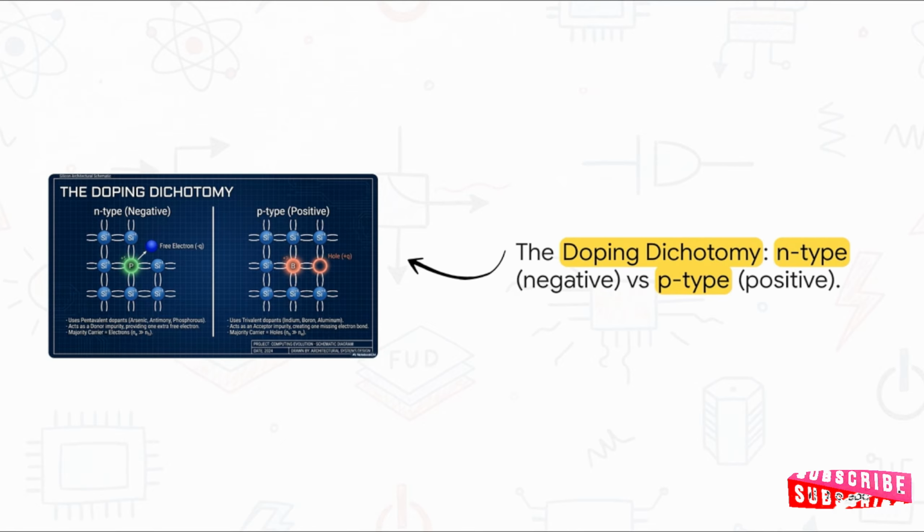First is N-type, or negative doping. This is where we inject an element like phosphorus, which happens to have 5 outer electrons. Silicon only needs 4 to bond, so that 5th electron basically becomes a free agent, totally free to move around.